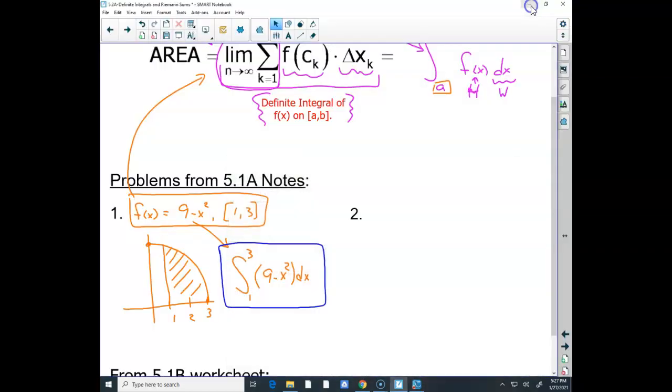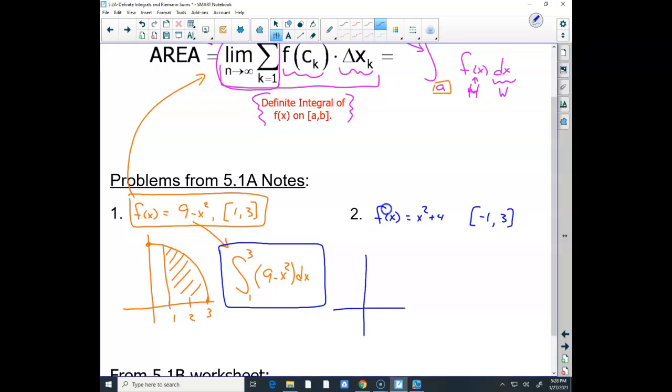And then we moved on to another one. We had number 2, we had f of x equals x squared plus 4, and we had to find that area from -1 to 3. Well, if we were looking here, we kind of graphed it, and we said -1, 0, 1, 2, 3.